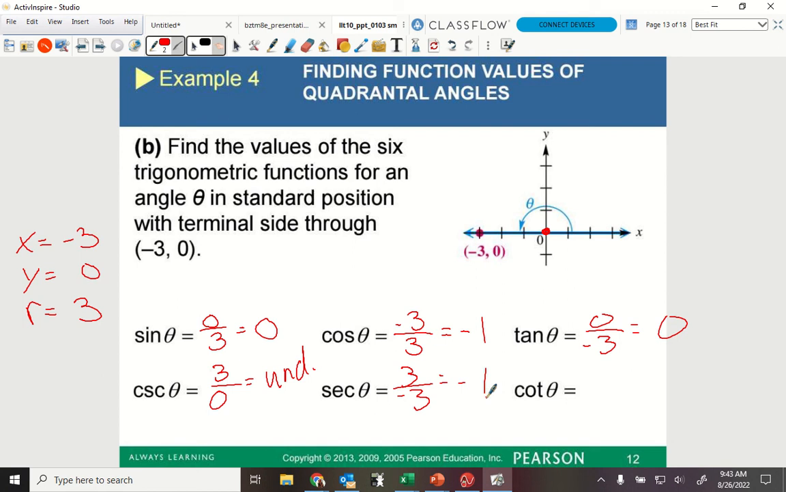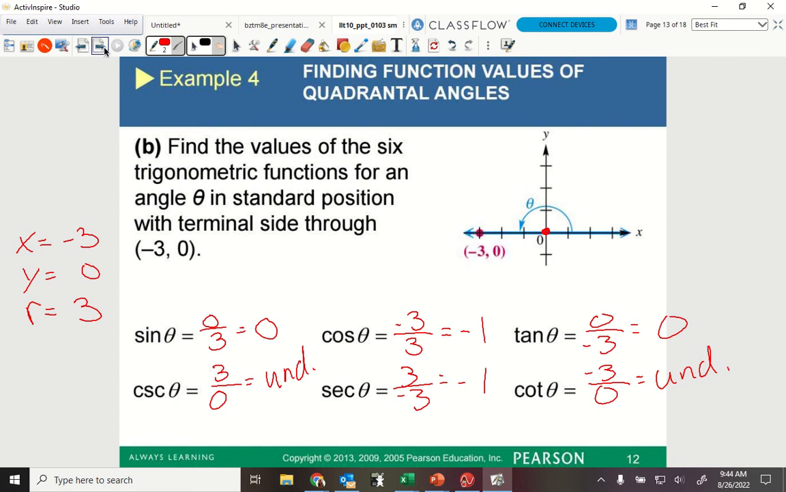Cotangent. Cotangent is x over y. Remember, it's x over y. So -3 over 0 gives me undefined. There you go, undefined.